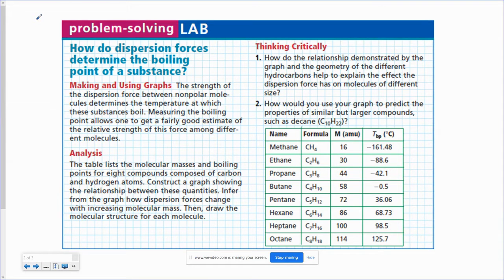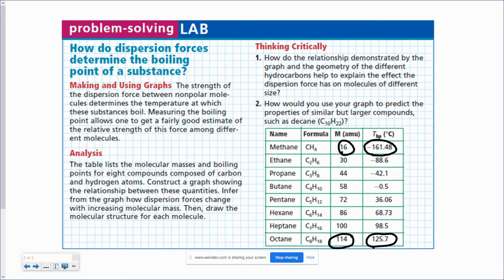So in this case, the smallest mass, 16 atomic mass units, and the smallest boiling point is minus 161.48 degrees Celsius. On the other side, our largest mass is 114. Our largest boiling point is 125.7. So we're looking to construct a graph to show the relationships between these two quantities and infer from the graph how dispersions change with increasing molecular mass.